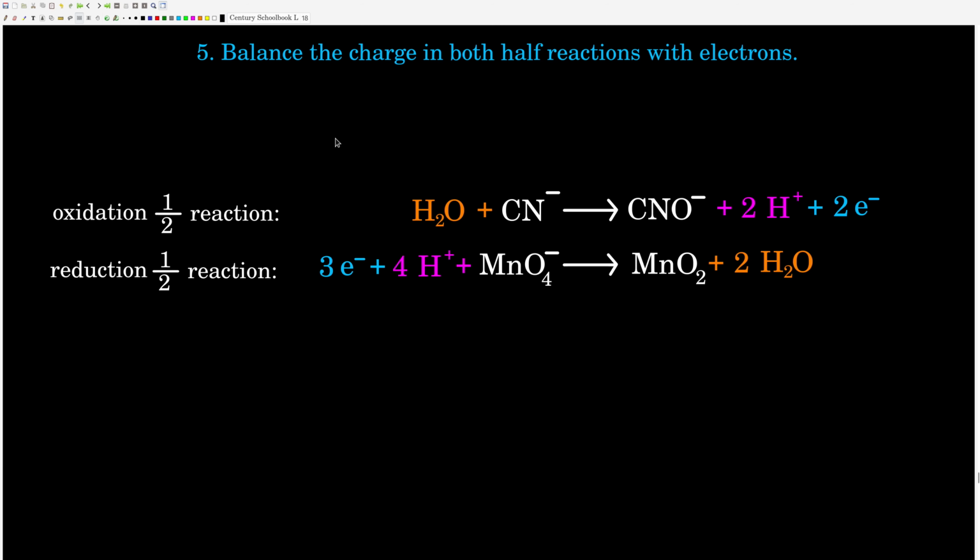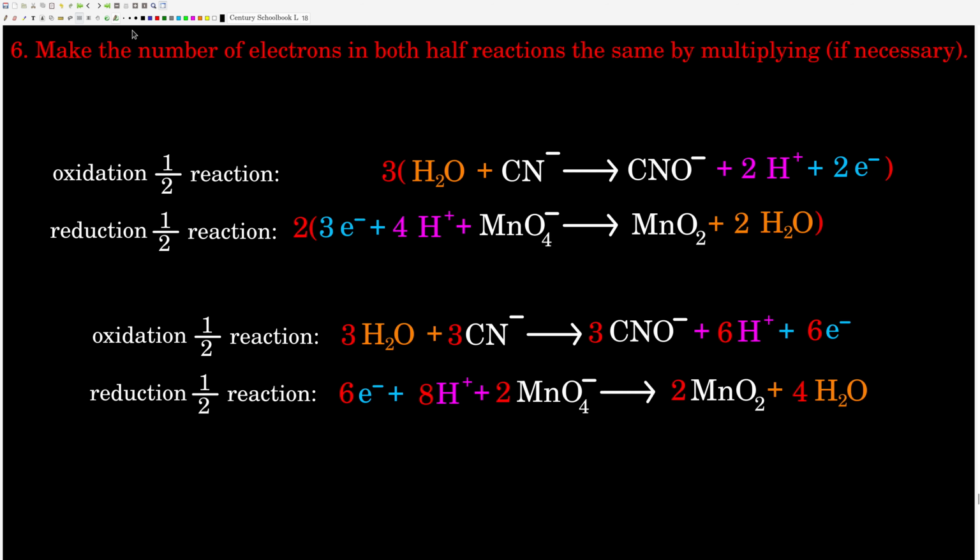And step 5, balancing the charge with electrons. So at this point we have a -1 charge on the left. We have -1 plus +2 is +1 on the right. That means we add 2 electrons, and that gives us a -1 charge on both sides. And yes, the electrons did appear on the right-hand side of the oxidation half reaction. Down here, we had 0 charge on the right. We had +4 minus 1 is +3 on the left, so we add 3 electrons to get to 0. And yep, the electrons appeared on the left-hand side in the reduction half reaction.